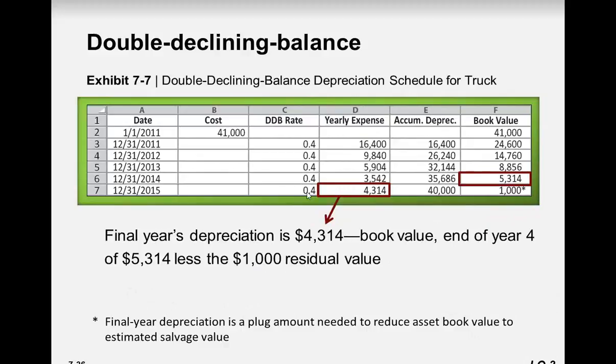We did not take 40% times this, 43. We just have to end up with the 1,000 residual value at the end of the 5-year life, and that's why we took the whole 4314.